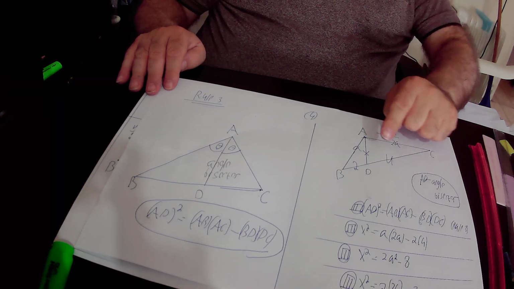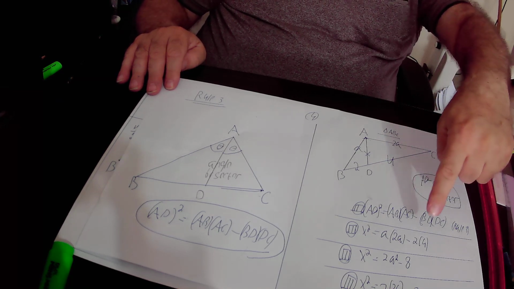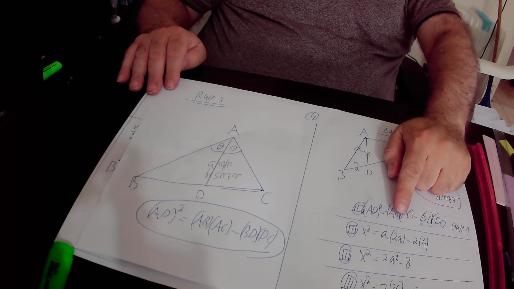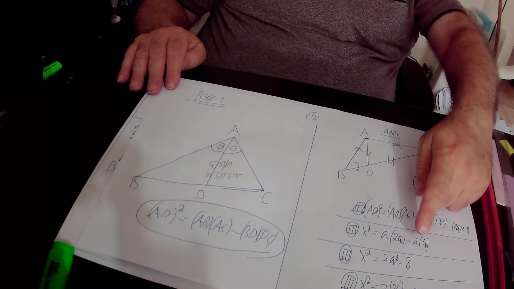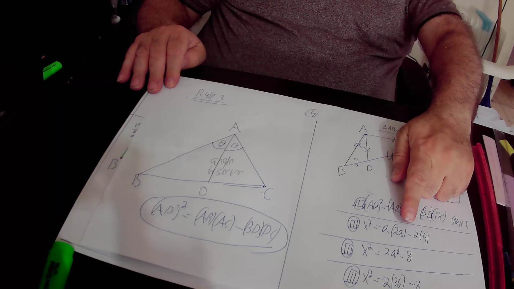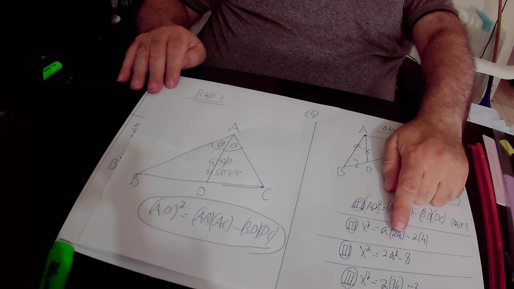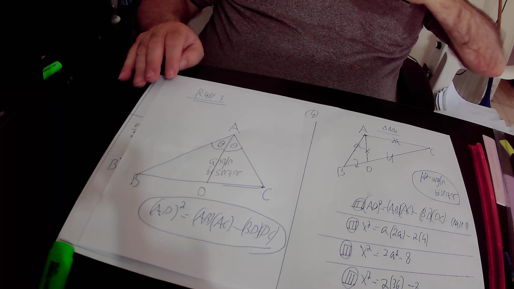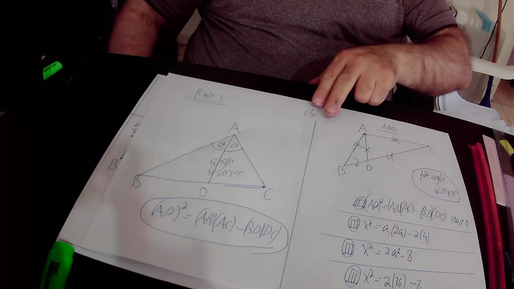So AD equals x, so AD square is x square, AB equals A, AC equals 2A, DB equals 2, DC equals 4. So in conclusion we found out that x square equals A times 2A, that is 2A square, minus 2 times 4, that is minus 8. So x square equals 2A square minus 8. A square is 36 over 7, so we substituted A square by 36 over 7, and found out that x square equals 2 times 36 over 7 minus 8.